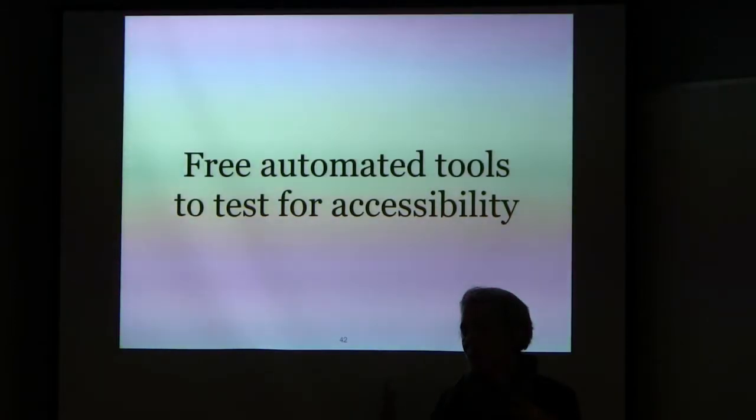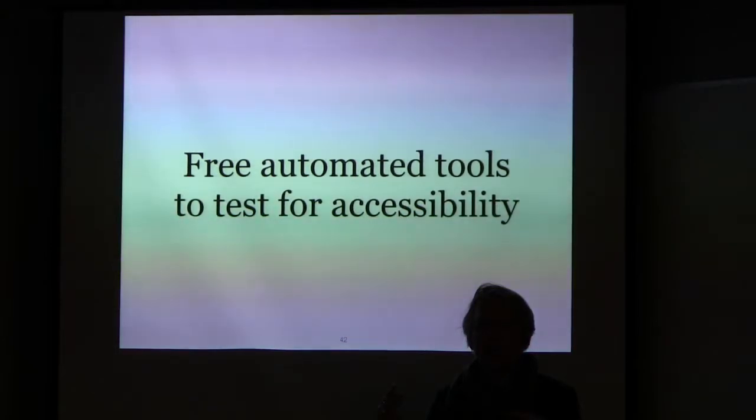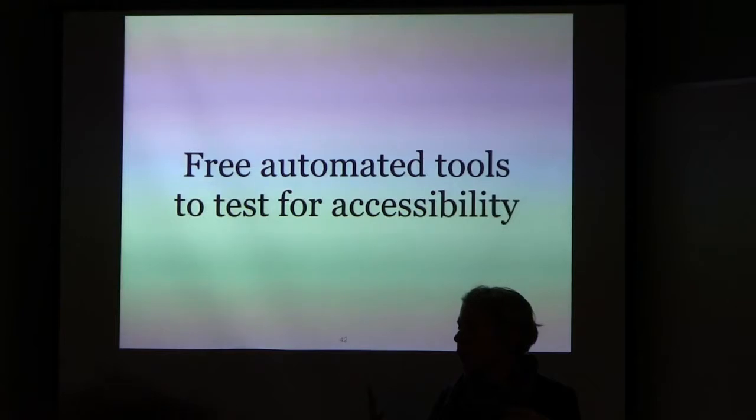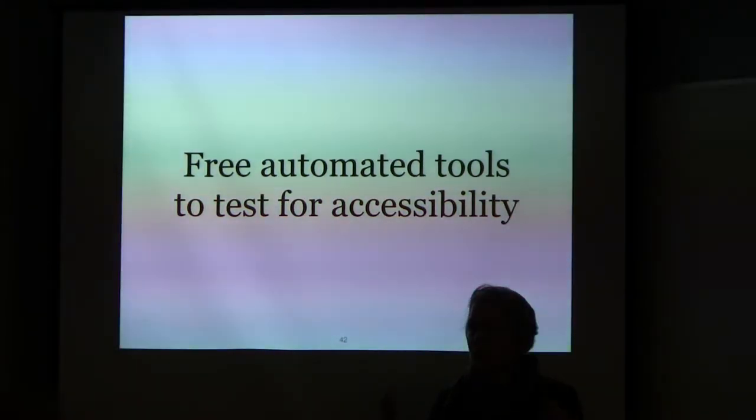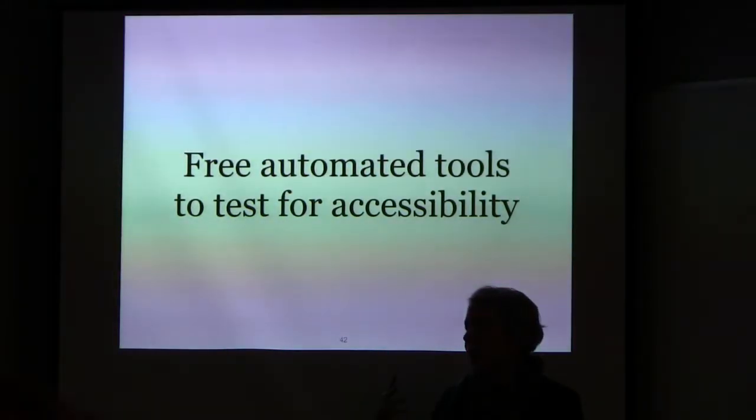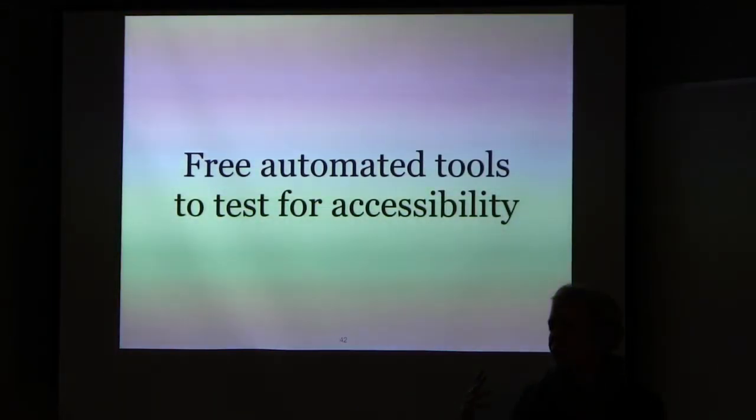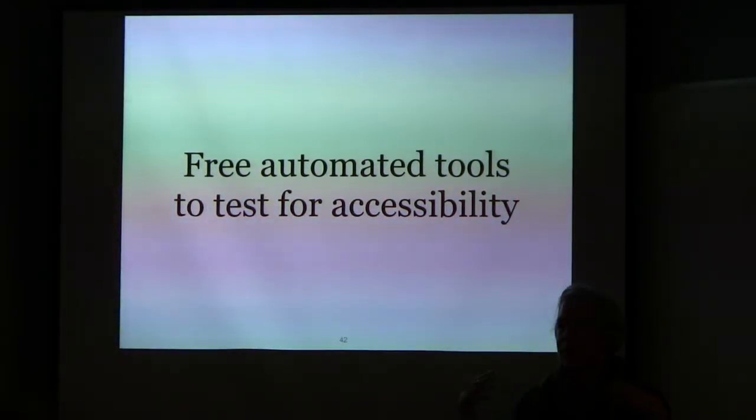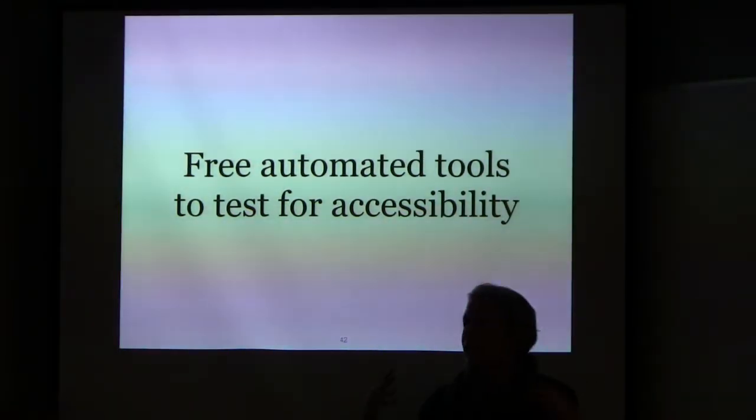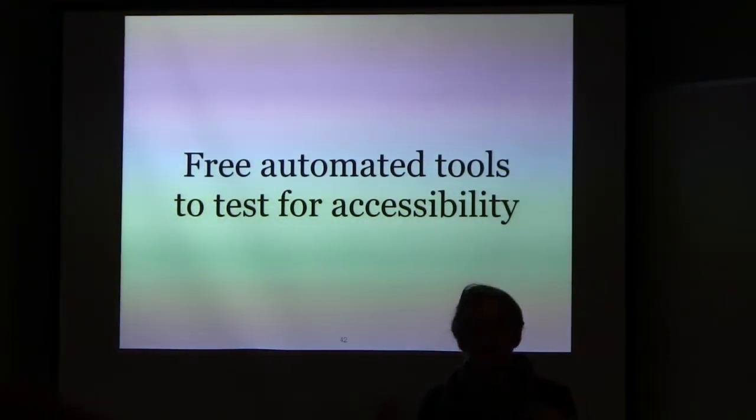There are a ton of free automated tools to test for accessibility, and these are really useful. Now, some give false positives. None of them catch everything. But if you use the tools, you pick the low-hanging fruit so that you can then send it for user testing. You don't want to send it for user testing if there's a ton of easy-to-fix things that you can just fix without asking anybody.